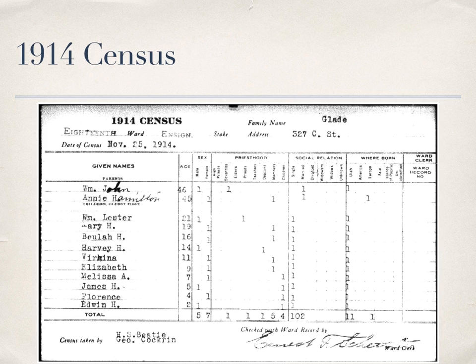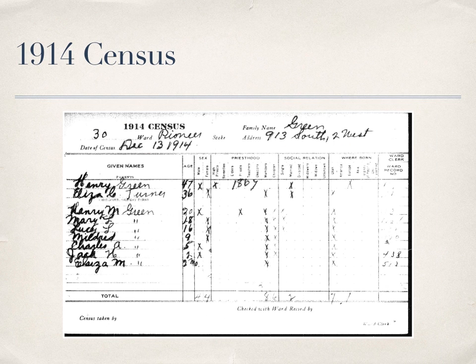Here's the 1914 census, the first one. It shows the family name and the address, the ward, and the stake. It shows the family members and their ages. This is the Glade family. I'll look at another family I'm looking for, the Green family, and I get the same information about them. Somebody has written over the names to try to make them a little darker and more legible.